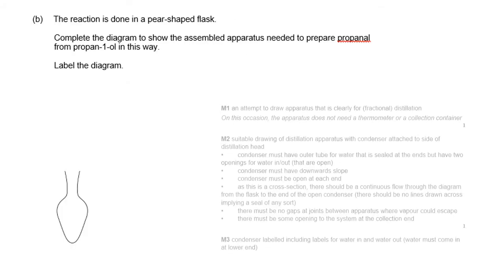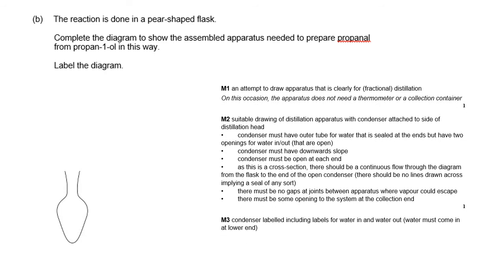Now for this one there is a lengthy mark scheme to go with it, but basically we're looking for you to draw the distillation equipment. But they're letting you get away with not having a thermometer or a collection container. They're more interested in the other glassware. You need to make sure that the condenser is attached to the side of the distillation head. You need to make sure there's no gaps between your bits of equipment, because otherwise things will escape. And you need to make sure you've got your water in and water out going in the right direction.